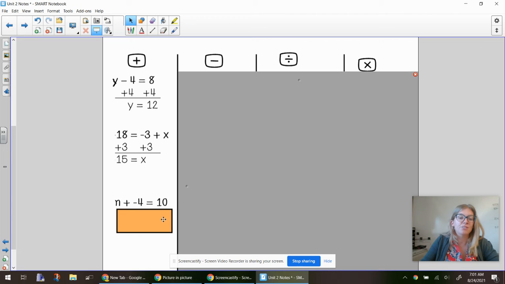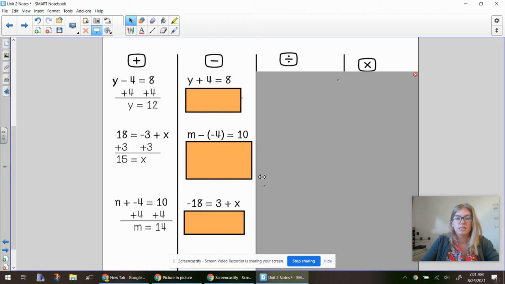Then I have n plus negative 4 equals 10. Add 4 to both sides, and I have n equals 14. Next up, I have subtraction. So these are all examples where we are going to use subtraction to solve the equation. Here I have y plus 4 equals 8.